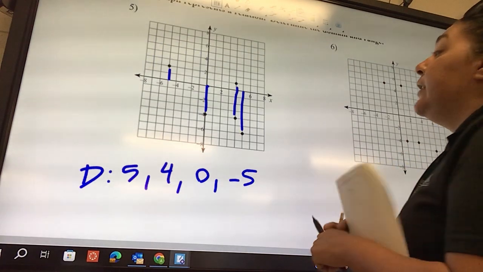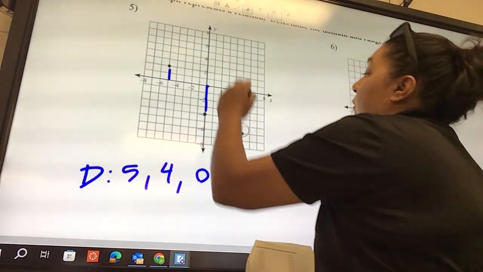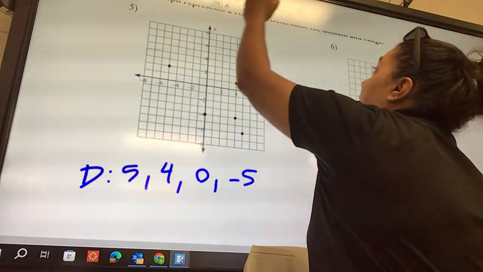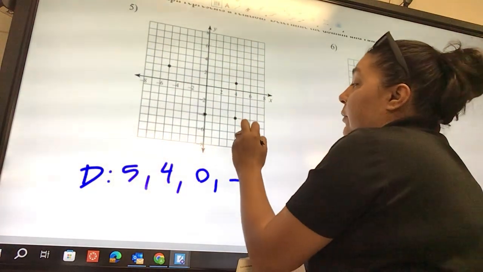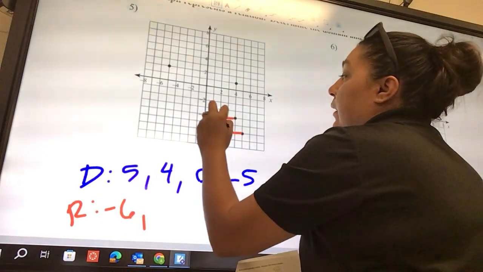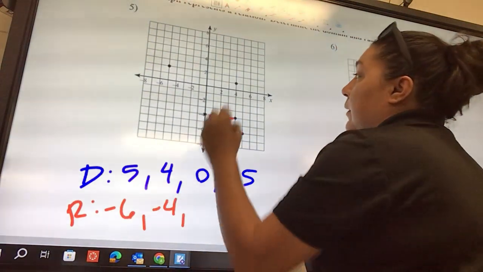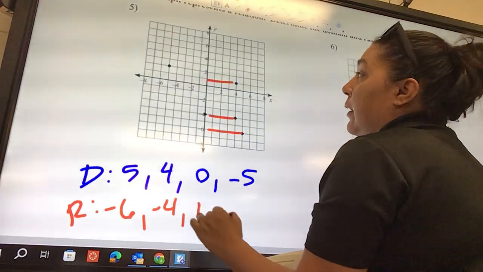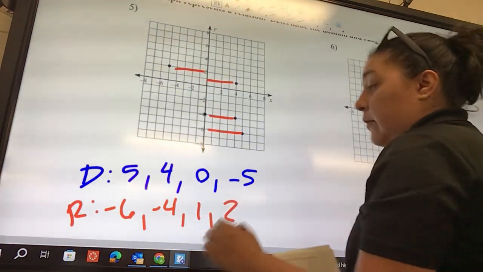Okay, for the range, you're going to do the exact same thing except for looking at it from the other direction. Okay, so we got -6, -4, 1, and 2.